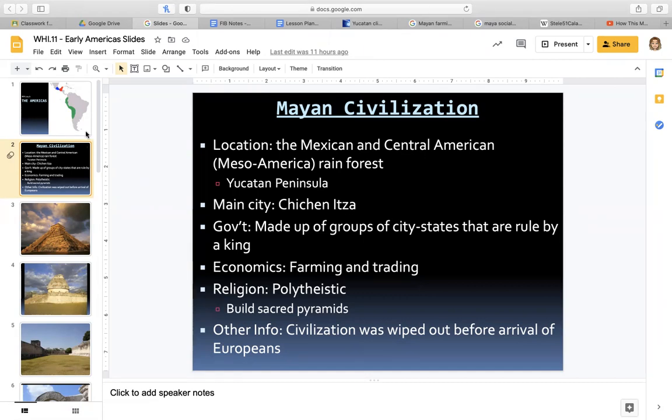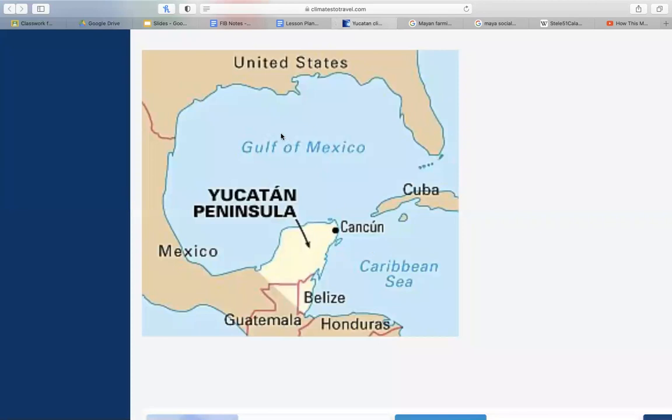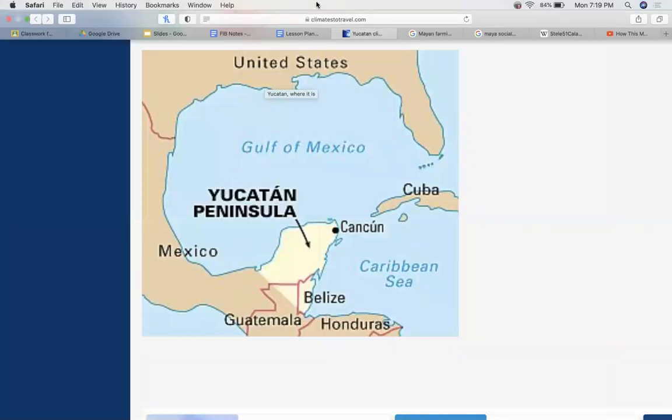And to get a better idea of where the Yucatan Peninsula is, it is this red highlighted portion here. And to see it in another format, we see the United States, so this would be Florida, the Gulf of Mexico. It hangs out right here.